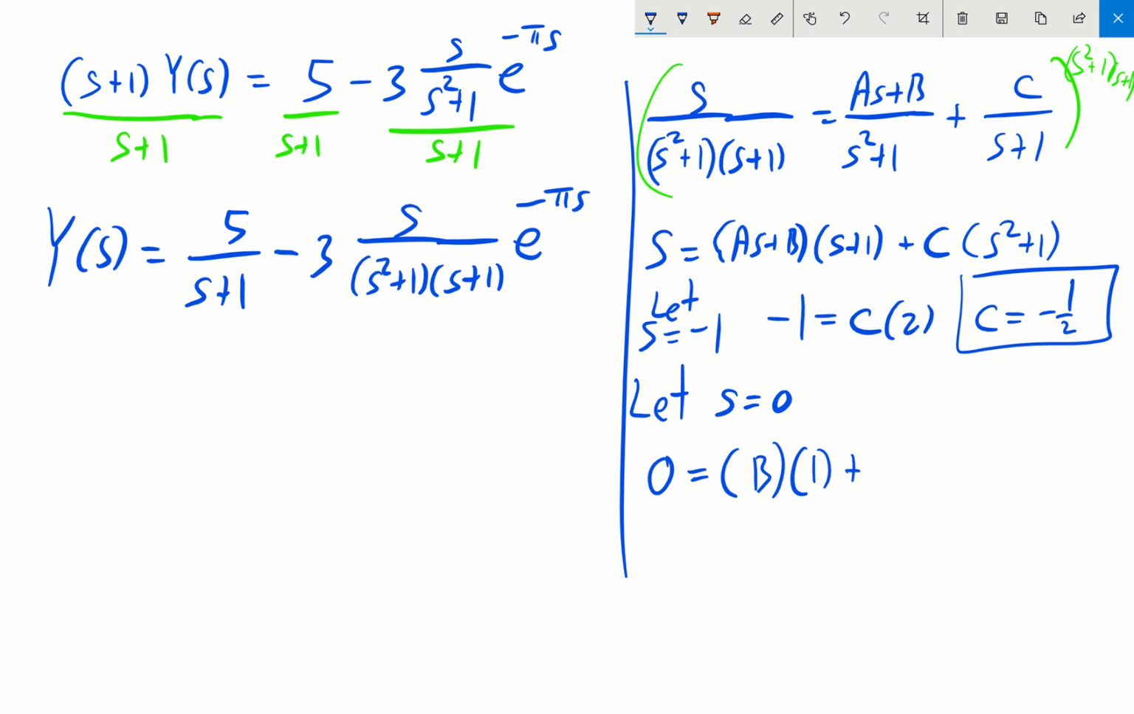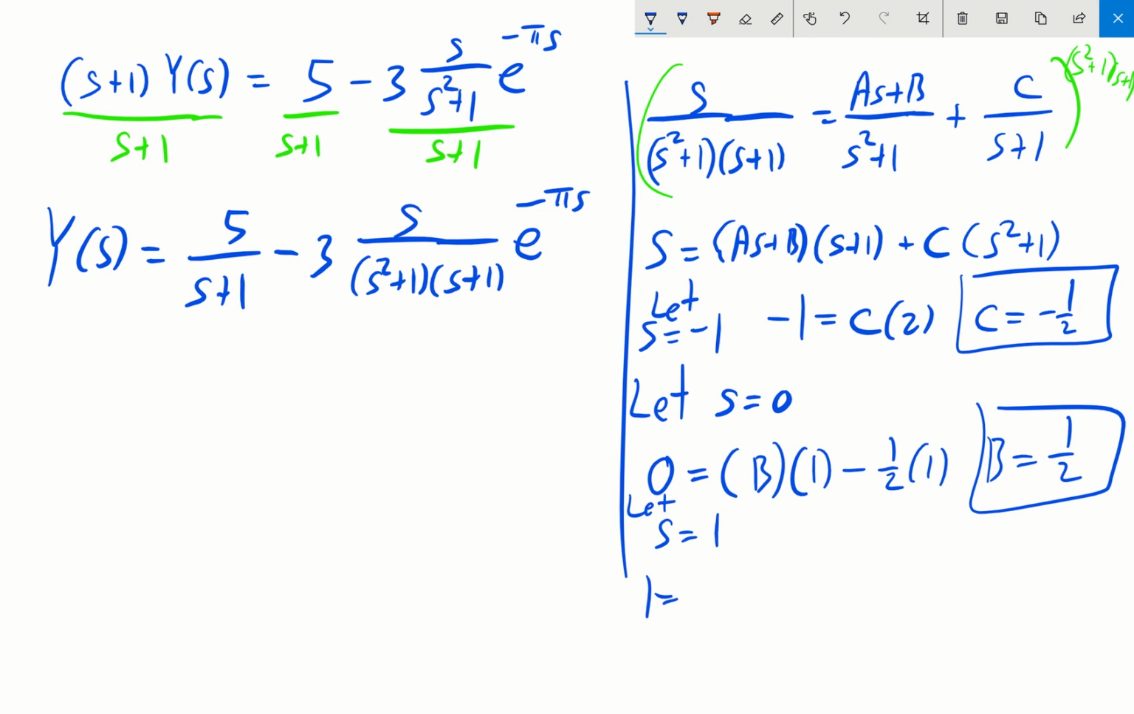Plus, remember c was negative 1/2, and then this is going to be 0 squared plus 1, which is going to be 1. And so this one will tell us that b is going to be equal to a positive 1/2. And now that we know that, just pick any other value for s to find a. Probably s equals 1 would be easy.